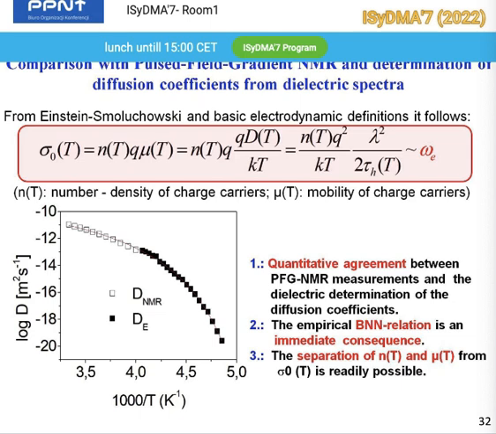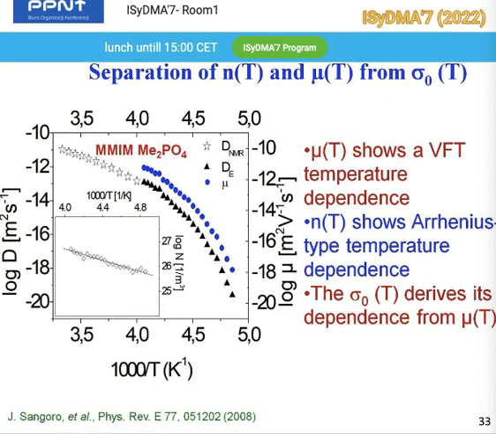And this is now realized in the next view graph. Here we have the diffusivity, or the diffusion coefficient, in meters squared over seconds. This is the inverse temperature. And here we have the separated mobility.